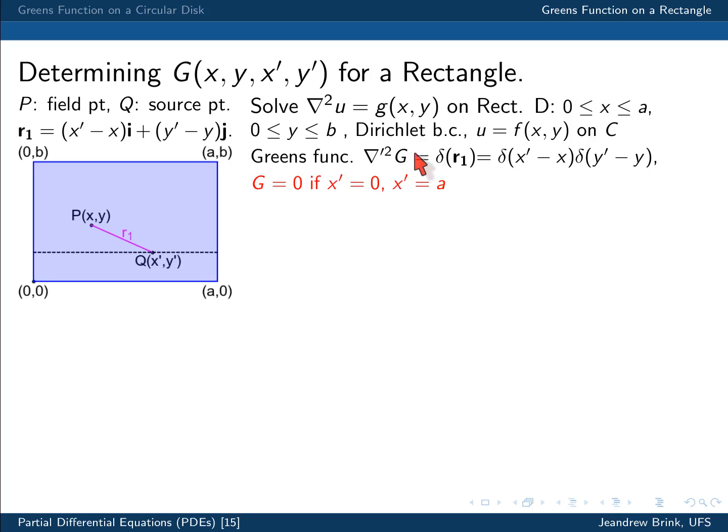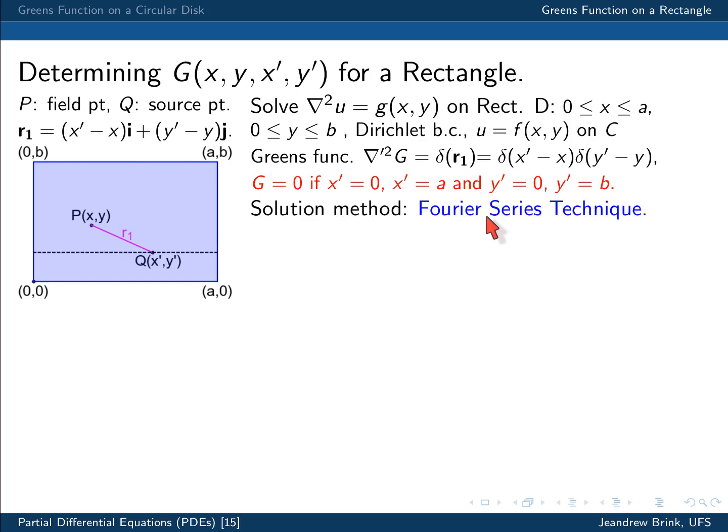Okay, and we want to solve that given the Dirichlet boundary conditions. To get the Green's function for Dirichlet boundary conditions, we have to set G equal to 0 both on x prime equals 0 and x prime equals a, and when your source point is on this line or that line, in other words, y prime equals 0 or y prime equals b.